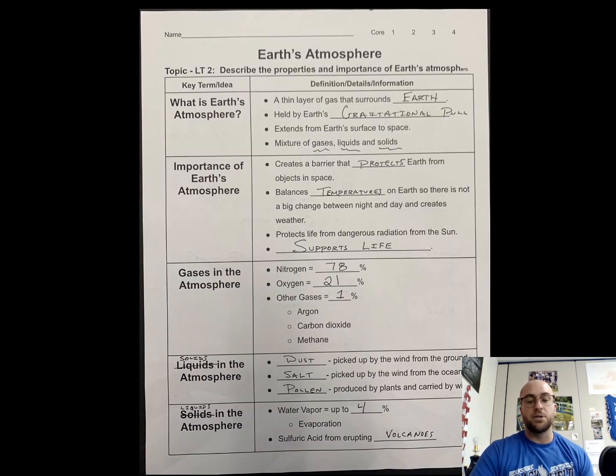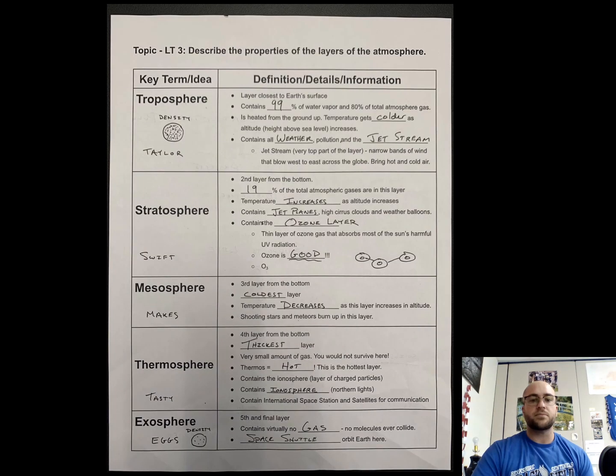Please double check your notes with my answer key that I've posted here. Pause this, make sure you have everything filled in. You will notice on this slide I have a couple annotations, and remember, I know it sounds insane, but Taylor Swift makes tasty eggs. That's how you can remember the layers of the atmosphere.